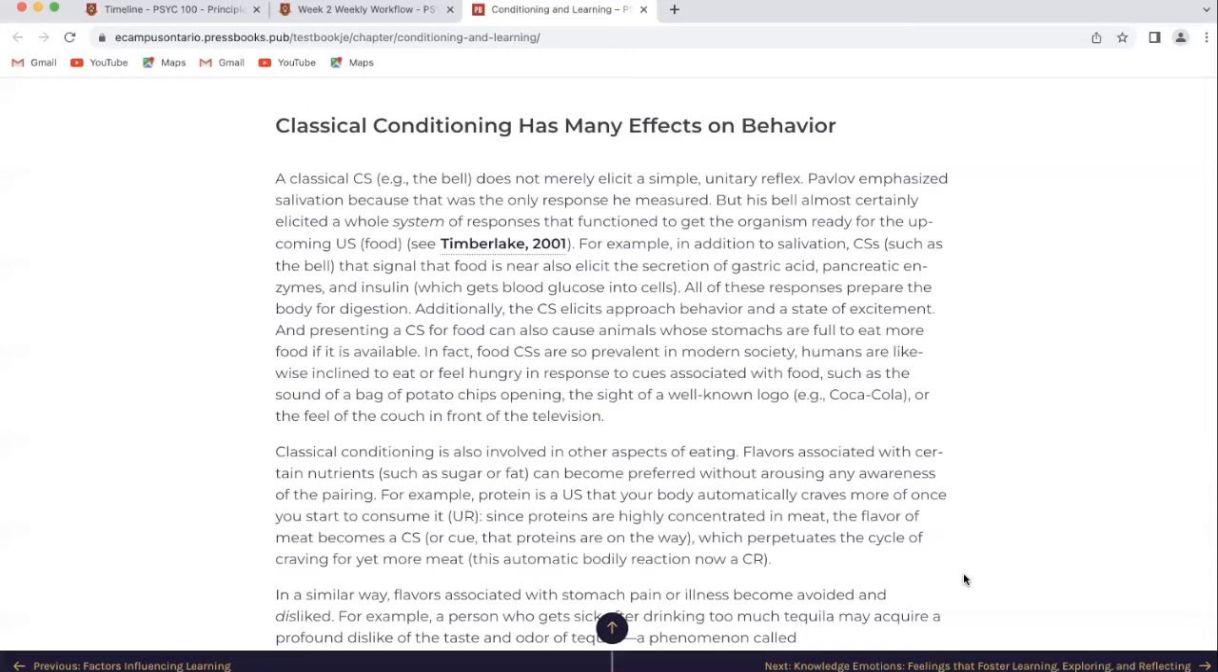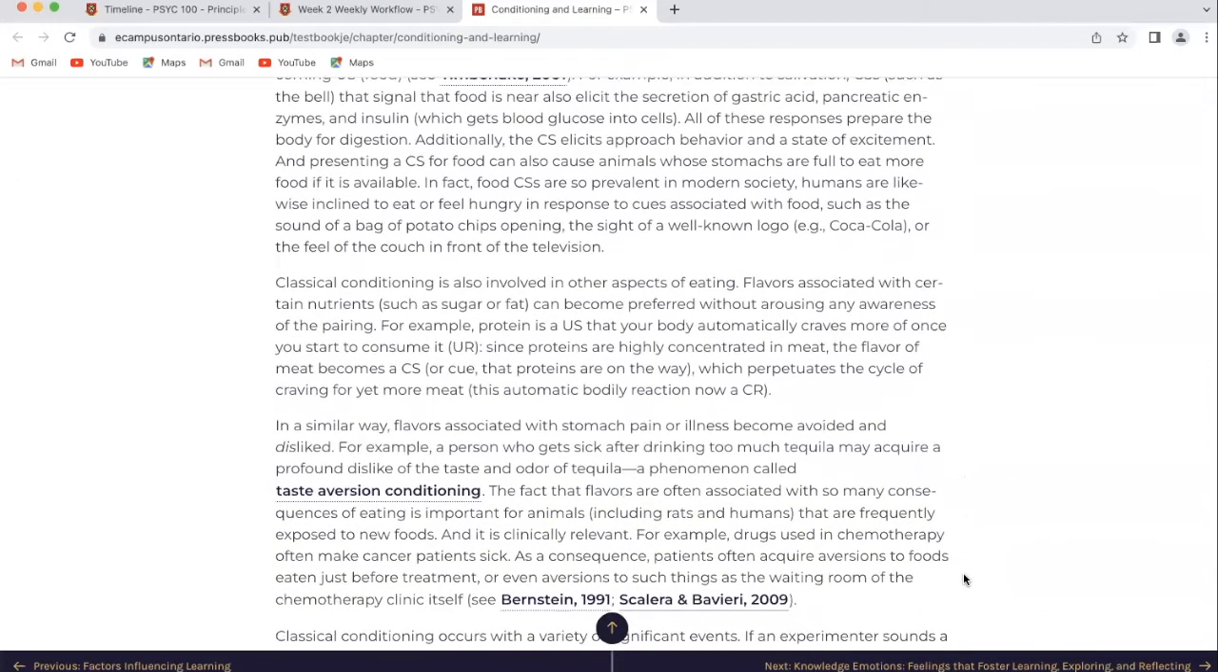Additionally, the CS elicits approach behavior and a state of excitement. And presenting a CS for food can also cause animals whose stomachs are full to eat more food if it is available. In fact, food CSs are so prevalent in modern society, humans are likewise inclined to eat or feel hungry in response to cues associated with food, such as the sound of a bag of potato chips opening, the sight of a well-known logo, or the feel of the couch in front of the television.